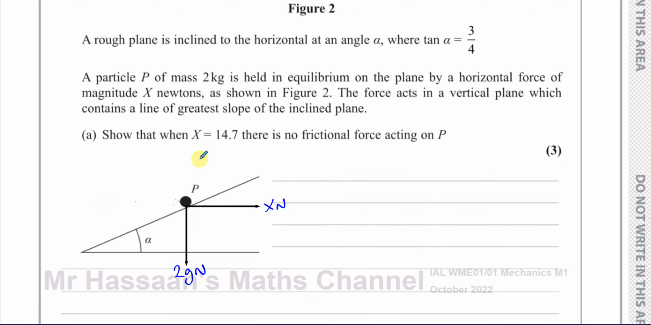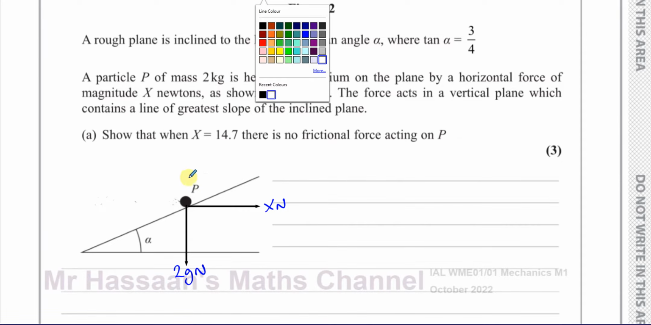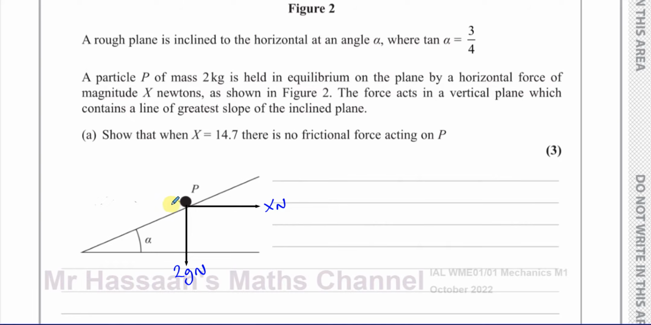Now it says show that when x equals 14.7, there is no frictional force acting on P. Basically they're saying that when that force is at a particular value, there will be no frictional force acting. We know this is a rough plane, and when we have a rough plane, of course, there is usually a frictional force. But in this particular case, when x is this value, there's not going to be any frictional force. So how do we understand that?